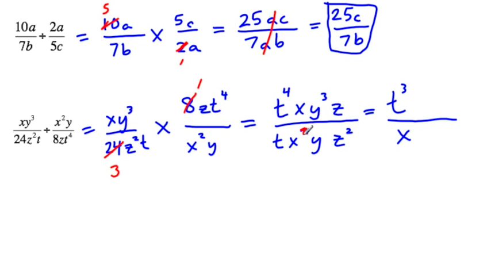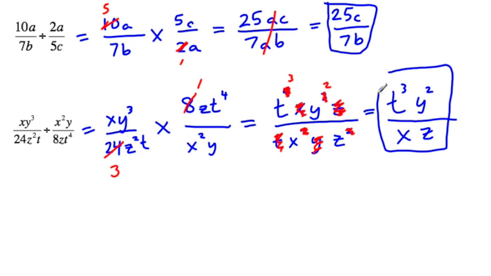Let's just work on that here. That's changed to a 3. I have y to the third divided by y. So that's going to change this to y to the second, which means my numerator has y to the second. And then z divided by z to the second, because I divided these out. Let's see, z over z to the second. I'm just going to be left with z in my denominator. So my final answer is t to the third, y to the second, over xz.